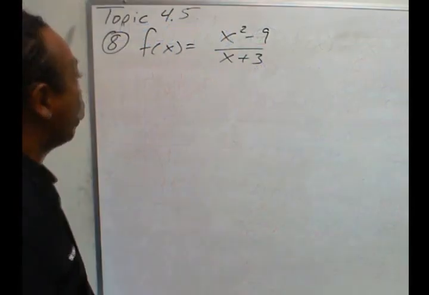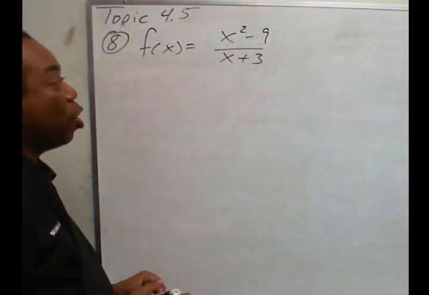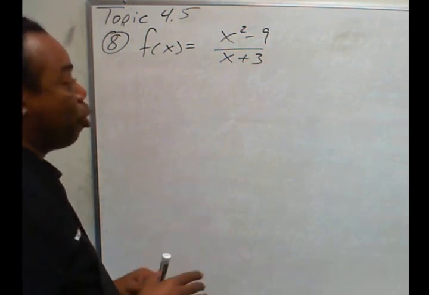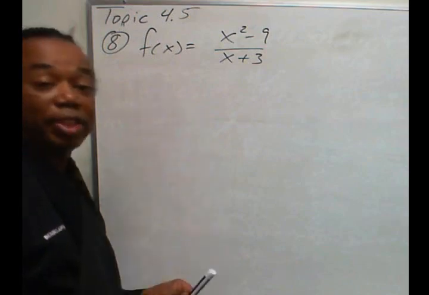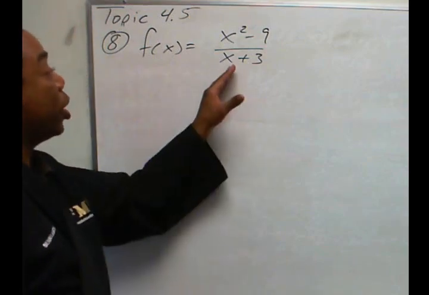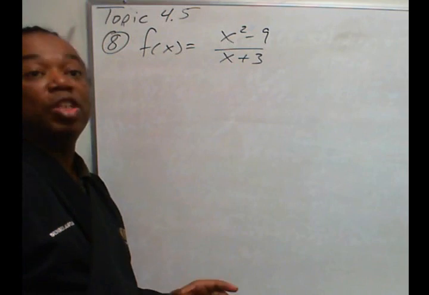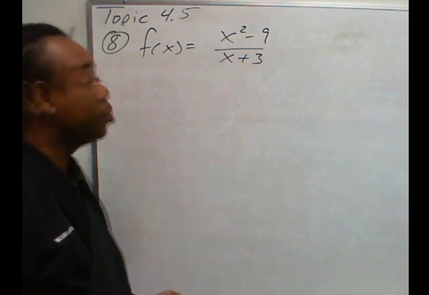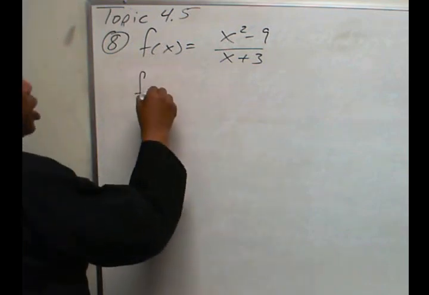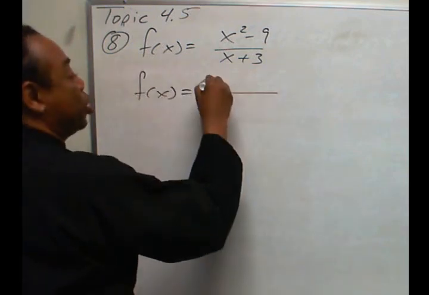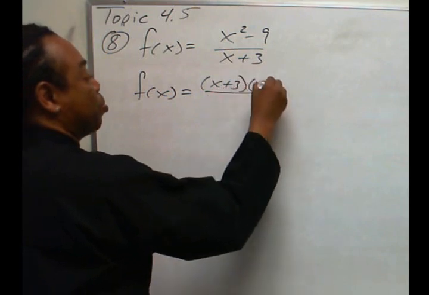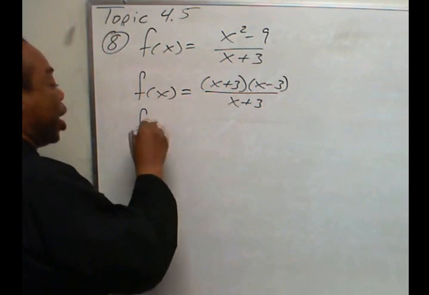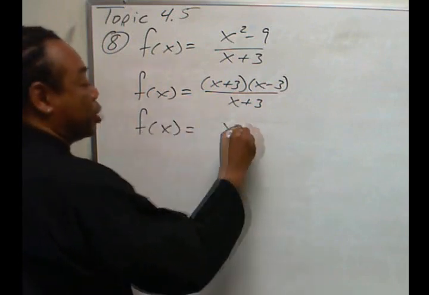Now we're going to graph the rational function x squared minus 9 all over x plus 3. Now, we're not going to look for the 4 pieces just yet because this simplifies. And when a rational function simplifies, the simplified version will actually create the graph. So, to simplify this, I'm going to factor the numerator into x plus 3 times x minus 3 all over x plus 3. This simplifies to x minus 3.